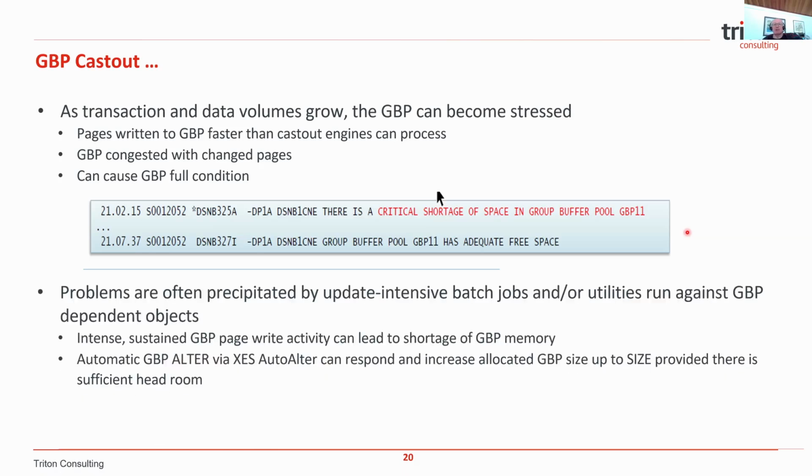Usually this problem is caused by update-intensive batch jobs running maybe concurrently, and/or utilities running against group buffer pool dependent objects. Now shortly I'm going to talk about a function called XES alter, which can help in this situation, but it's meant to be a conservative feature and will not react in a radical sort of way.